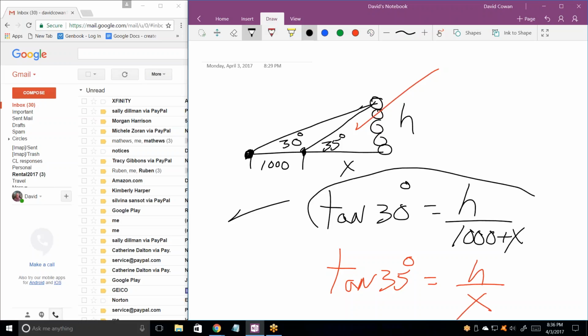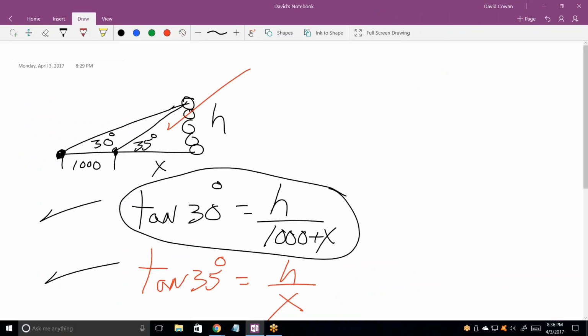That's got two variables in it. You cannot solve an equation with two variables. But if you give me two equations with the same two variables, then I can solve it. Tangent of 30 and tangent of 35 is just a number, so it's not hard to solve for both h and x. It's two simultaneous equations. You want to go through the solution?